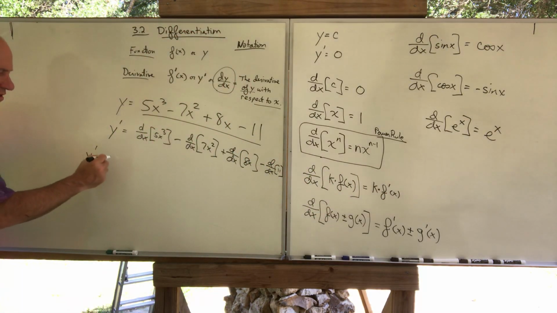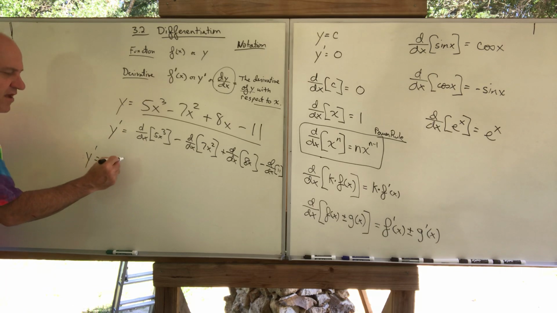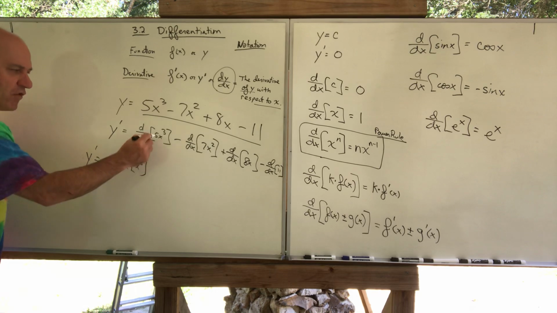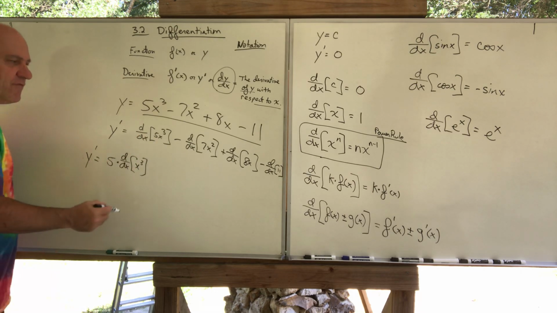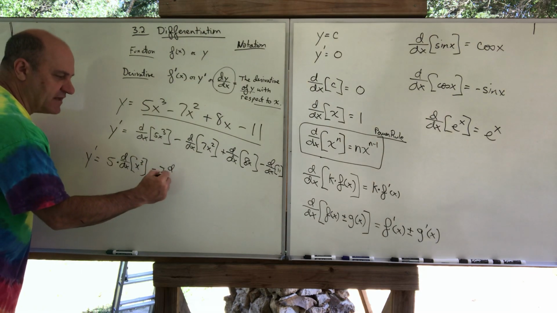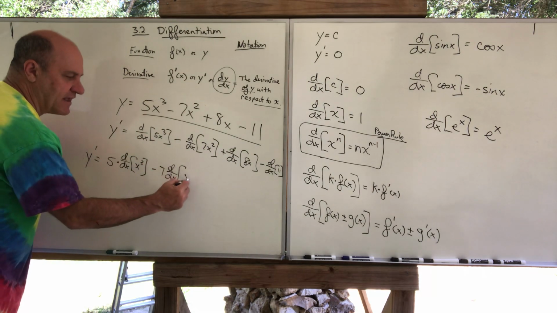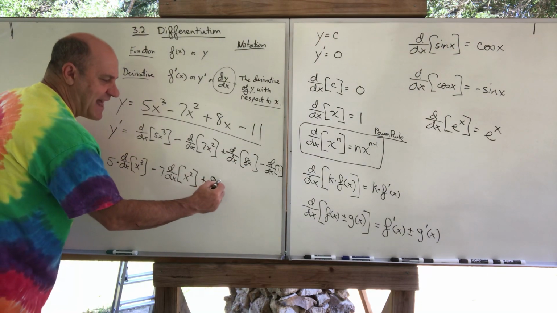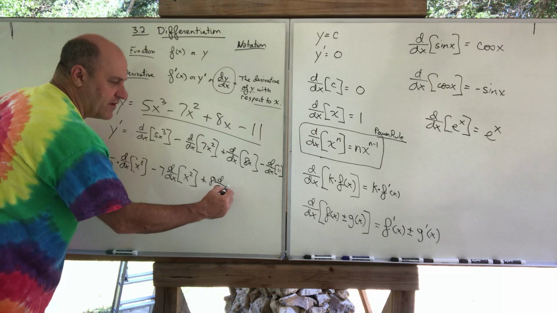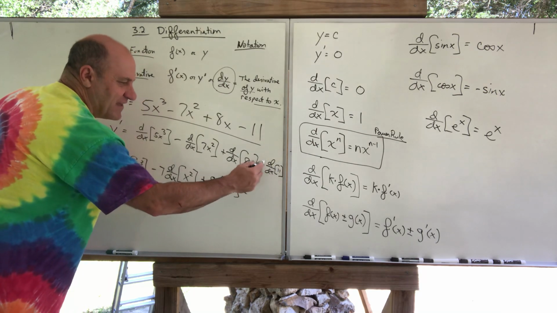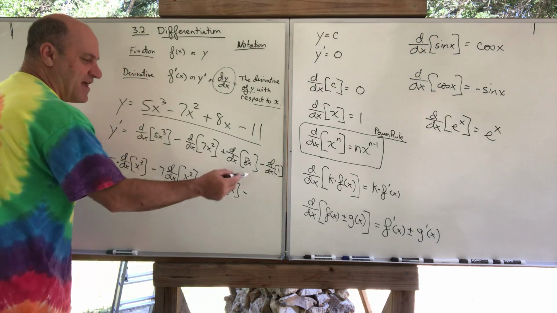So in other words, I take the 5 out front, and then I can do the derivative of the x cubed. A multiplied 5 can slide out front. It's not an added 5. That multiplied 7 can slide out front, and then I can do the derivative of x squared. That multiplied 8 can slide out front, and I can do the derivative of the x. And I guess I could pull the 11 out front.